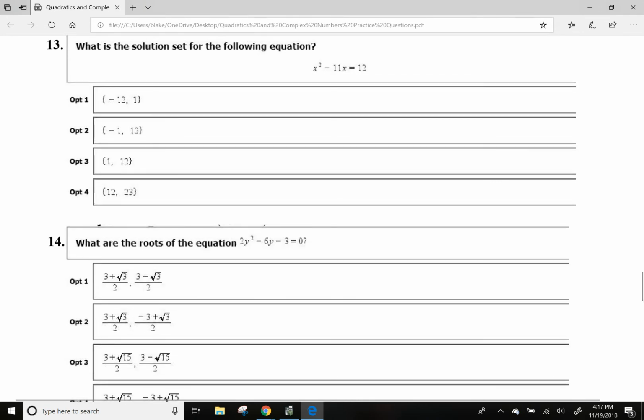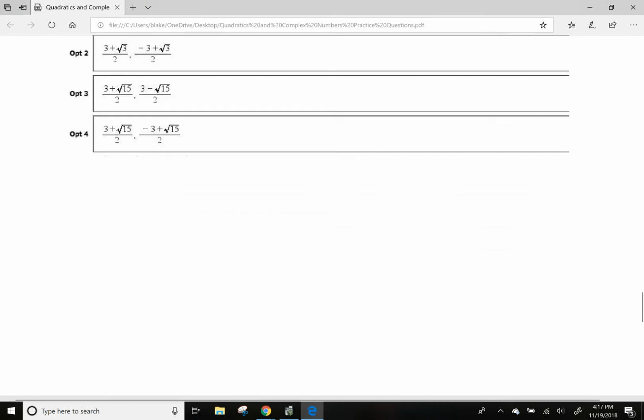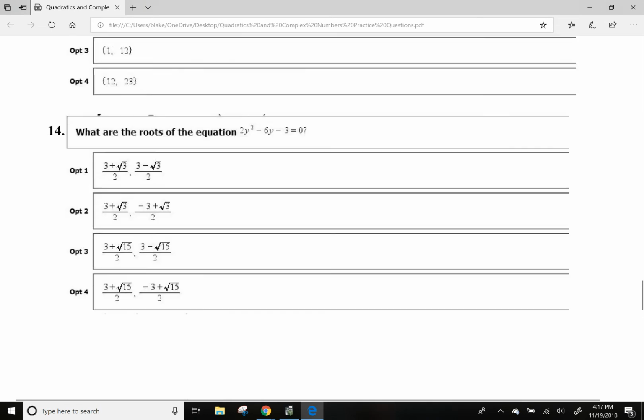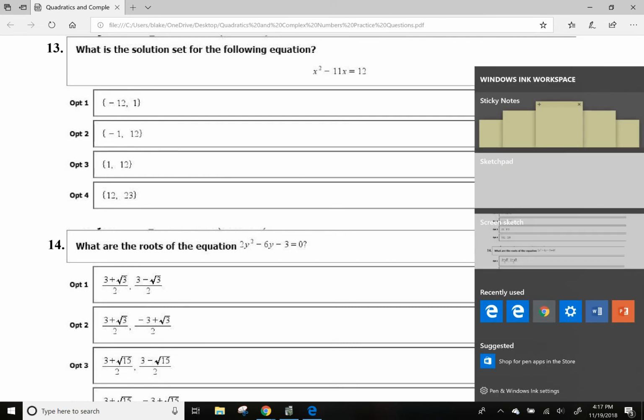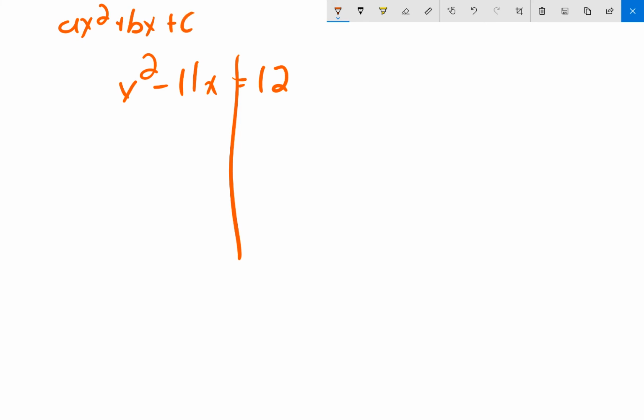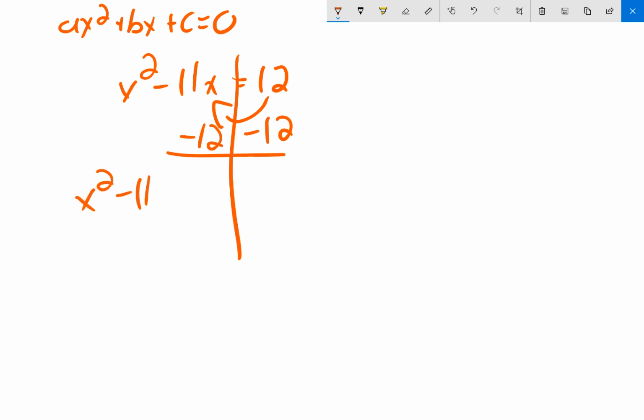Number 13 and 14 are back in the quadratic formula. So I guess we'll do both of those. So with number 13, x squared minus 11x equal to 12. Here's the thing. It has to be, as you remember, ax squared plus bx plus c equal to 0. So I've got to move the 12 over. So subtracting 12 will do the trick. That gets me x squared minus 11x minus 12 equal to 0. So now I know a is 1, b is negative 11, and c is negative 12.